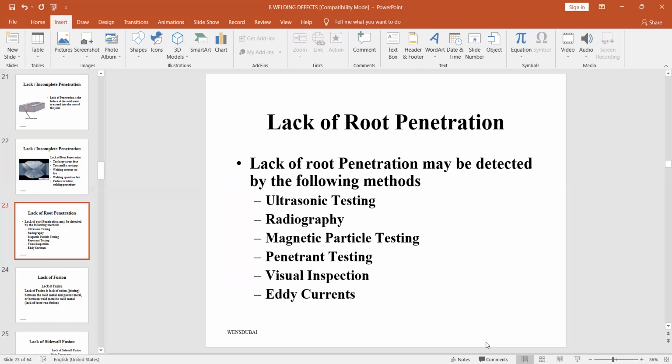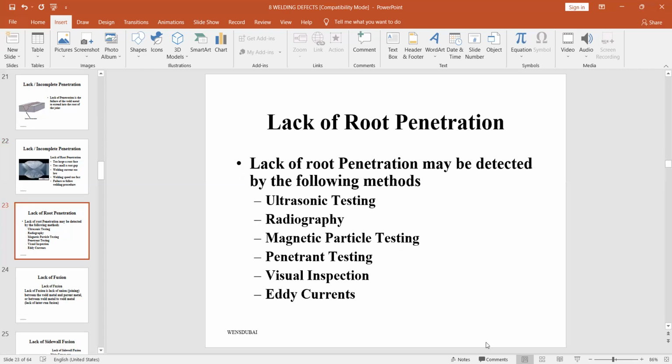Now, lack of root penetration, we can detect first with the help of ultrasonic testing, radiography, magnetic particle testing, penetrant testing, all techniques we can use. But lack of root penetration, mostly if suppose in case of pressure vessel, we can just see visually also if you are doing internal inspection, or suppose if you are using boroscope, endoscope, then also you will get by visual.